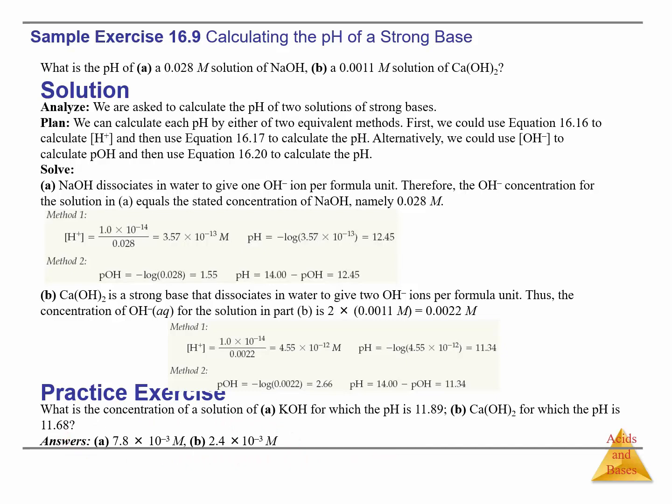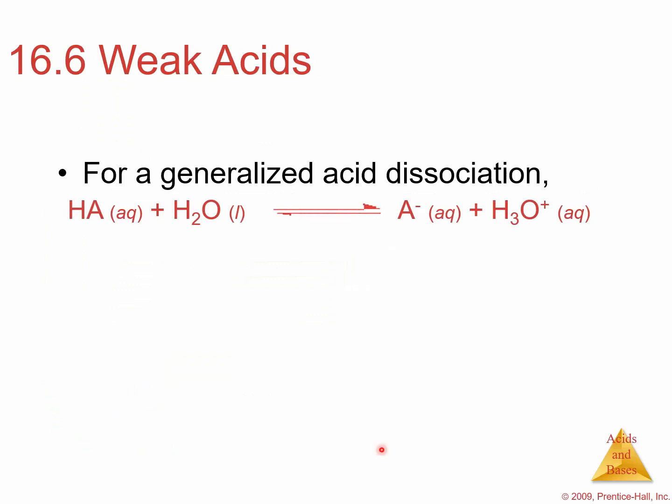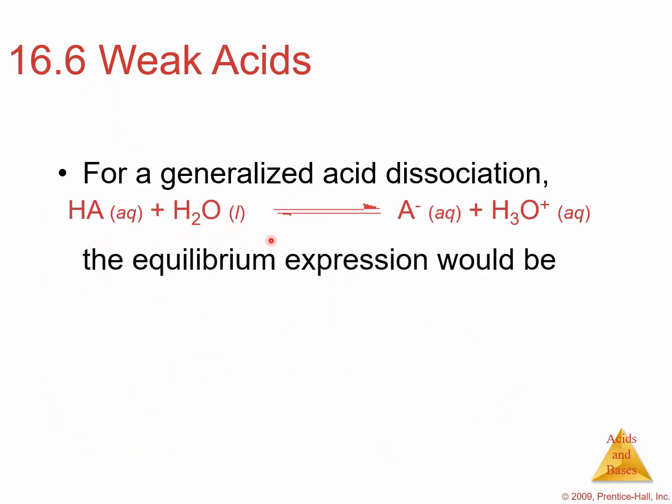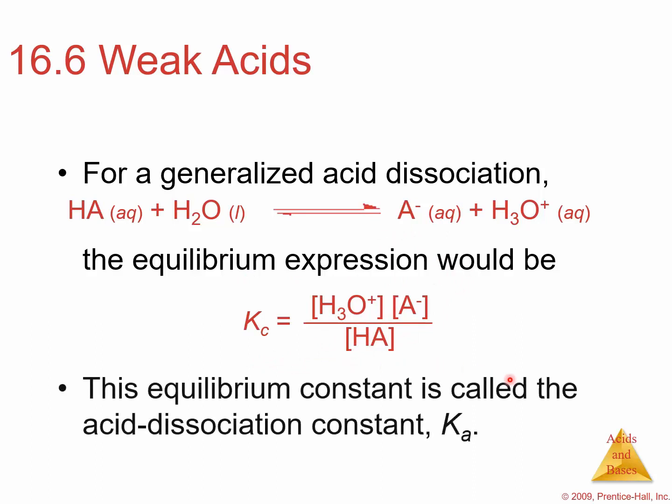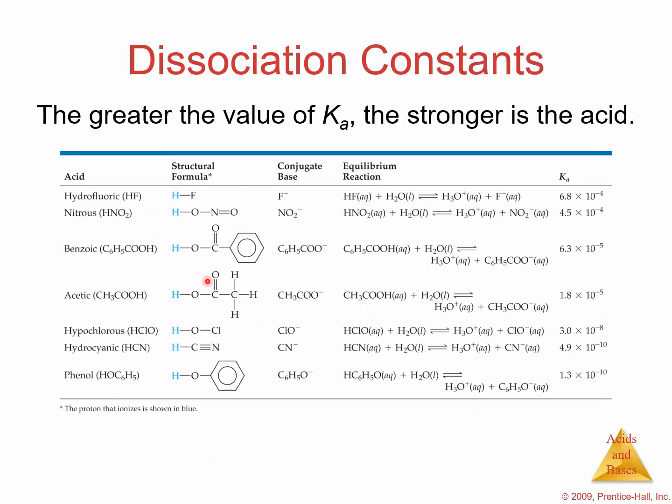Now, weak acids. For a generalized acid dissociation, HA plus water yields A- plus H3O+, the equilibrium expression would be Kc, concentration of products over concentration of reactant. Now the equilibrium constant is called the acid dissociation constant. This table shows us the dissociation constants for some weak acids in water at 25 degrees centigrade, and this is a rule: the greater the value of Ka, the stronger is the acid.